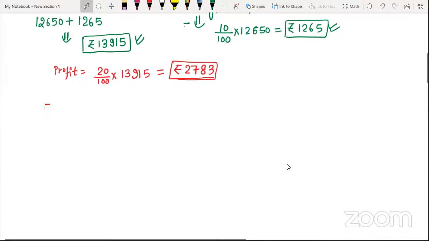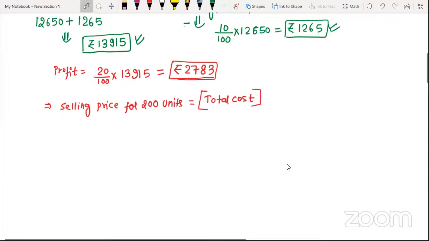So we can find the selling price for 200 units. We can find the total selling price, or you can simply write selling price of the 200 units. So it is going to be the total cost. Okay, it is going to be the total cost, or you can say this is the cost price.